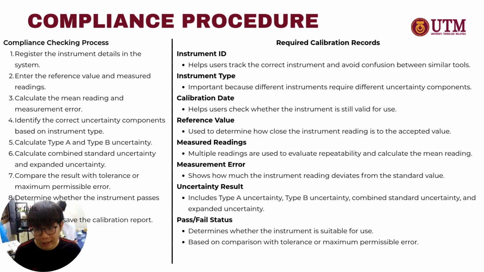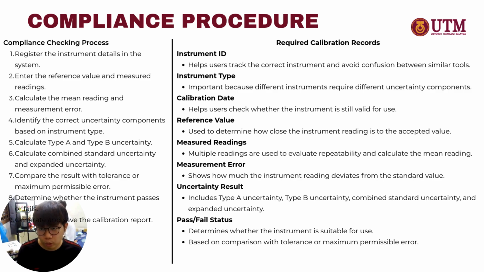Moving on, we outline the system's compliance procedure. This is divided into two main sections: the step-by-step compliance checking process and the vital calibration records we maintain. The compliance checking process follows a clear automated 9-step sequence.